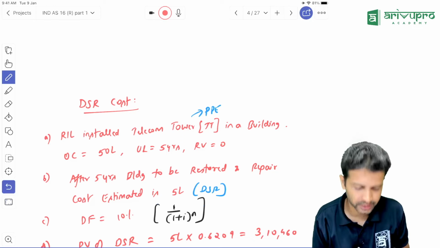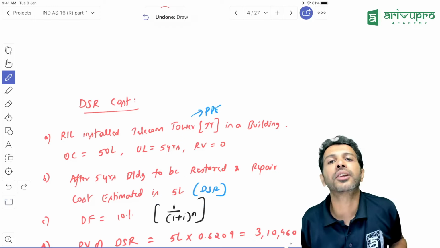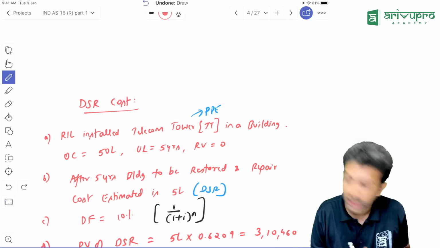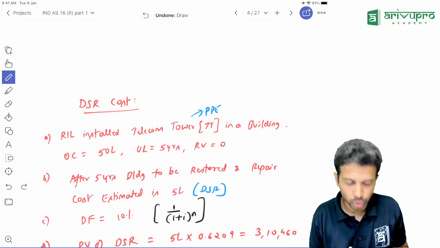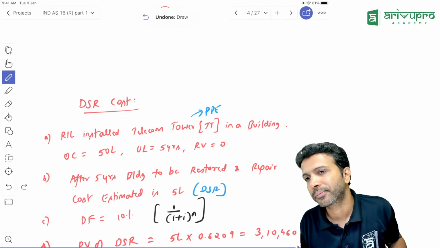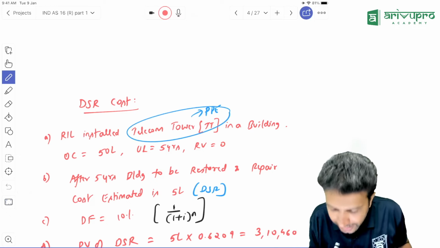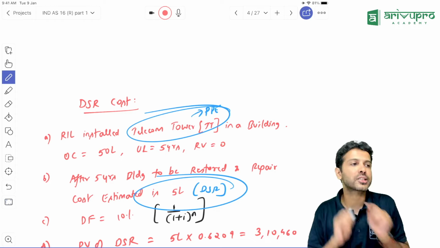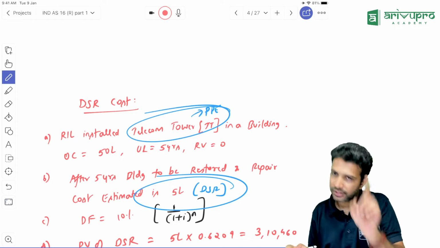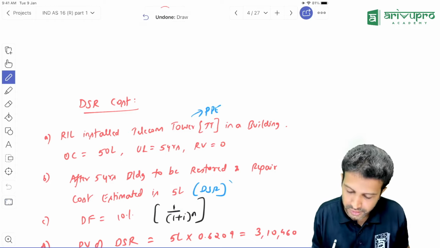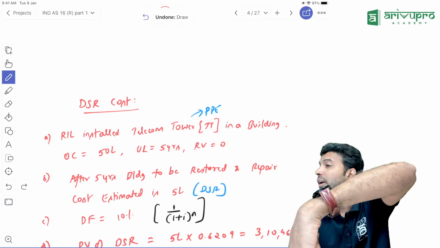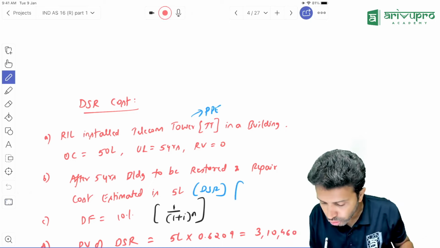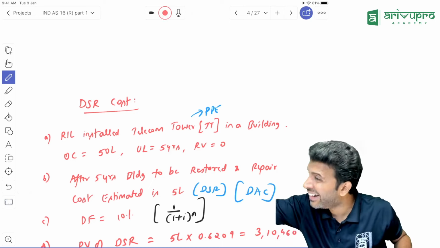Suppose Reliance says, I will not incur this repair cost. I will not incur this DSR cost. Will the building owner give permission to use this telecom tower in the building? No. That means to use the telecom tower, is this DSR cost necessary or not necessary? To use this telecom tower, this DSR cost is very much necessary. That means indirectly, this is also your DAC.